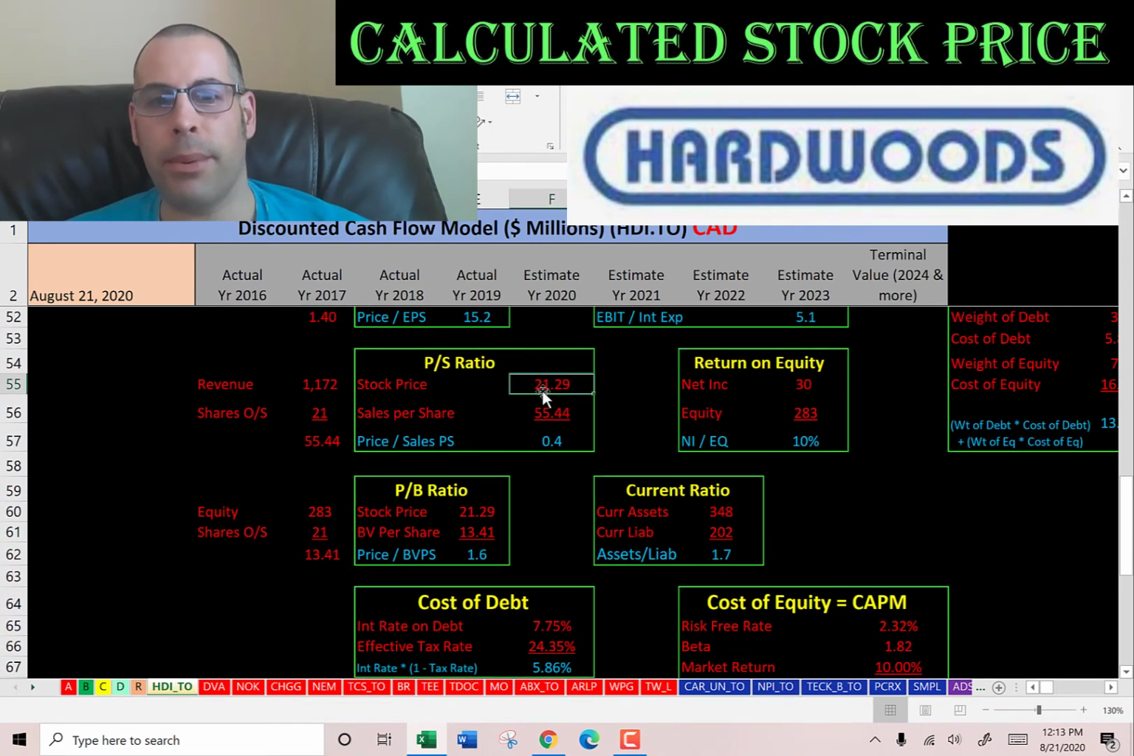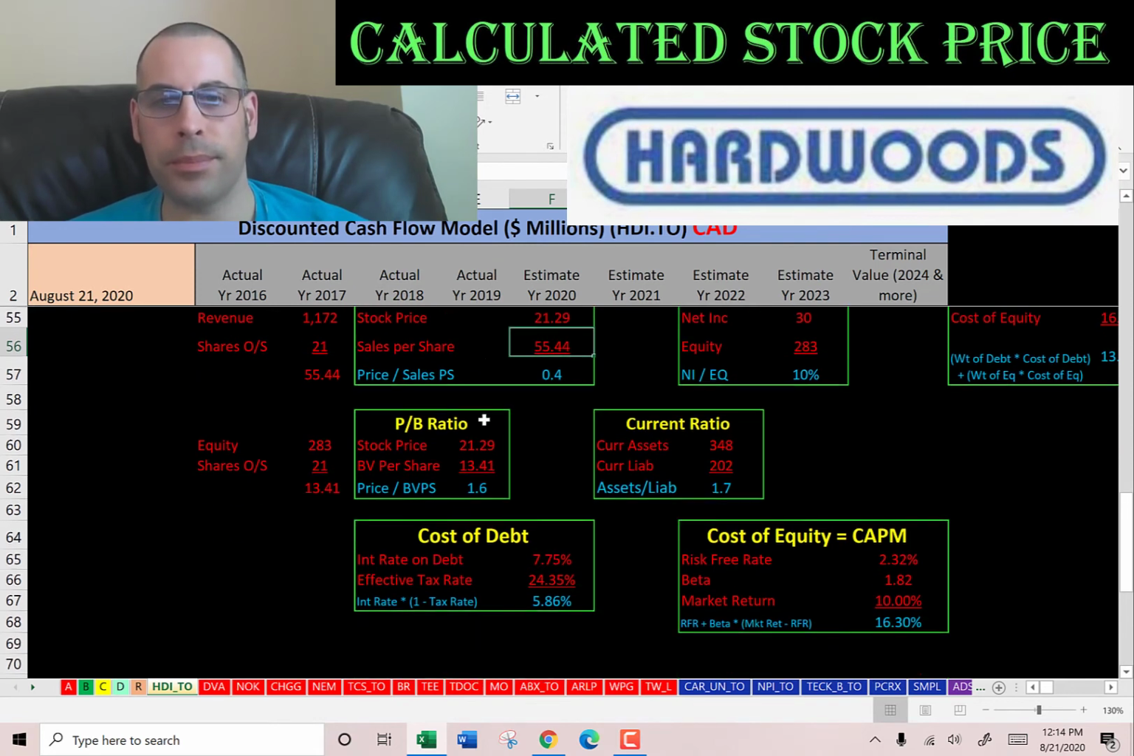Price to sales is stock price over sales per share. To calculate sales per share, that's revenue over shares outstanding. I like to see below 2.5, they're at 0.4. So investors are paying 40 cents for $1 of revenue. It's a really good ratio.